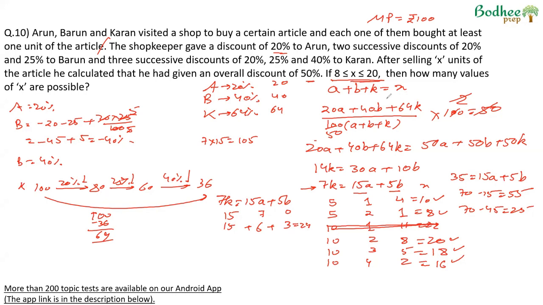So how many values of X are possible? X could be 10, X could be 8, it could be 20, it could be 18, it could be 16. Hence, 5 values are possible.